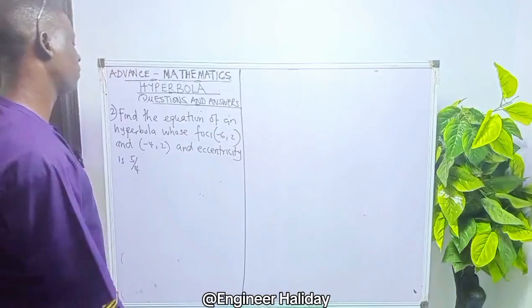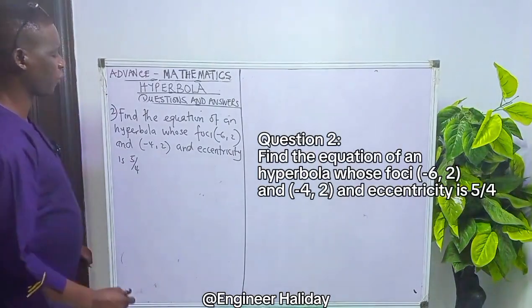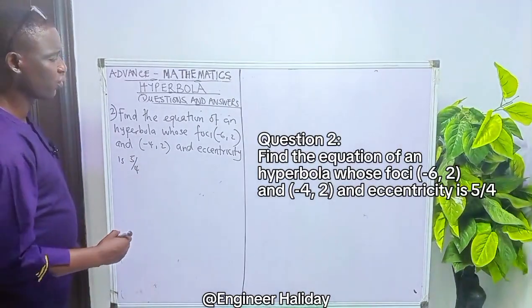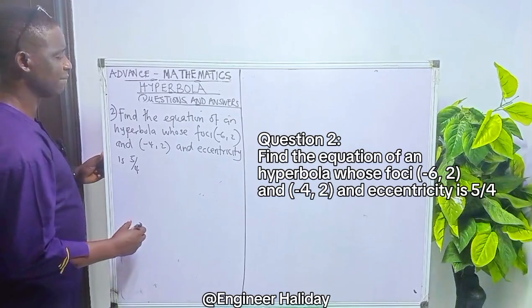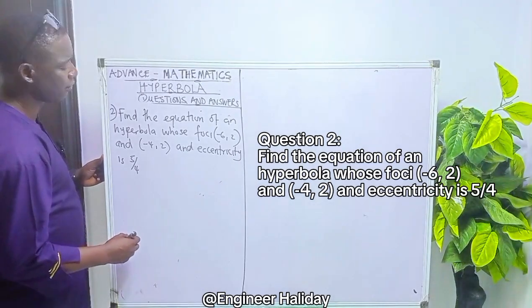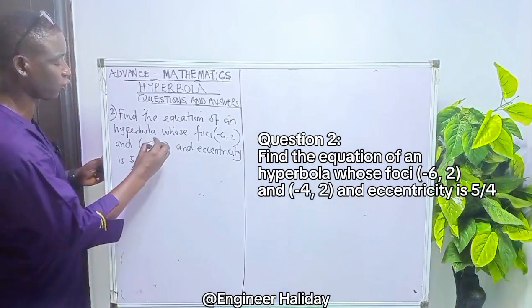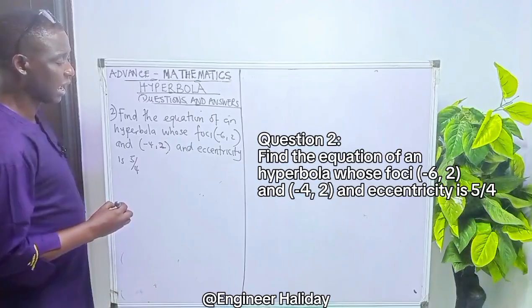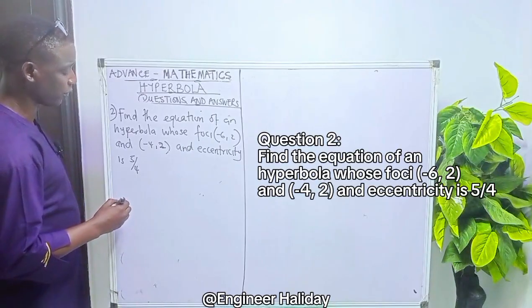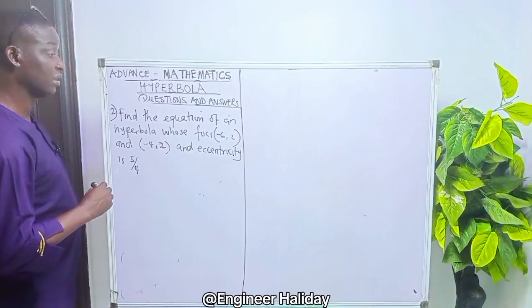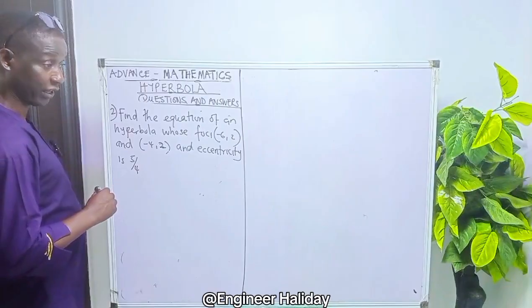Let's go. So find the equation of a hyperbola whose foci are (-6, 2) and (-4, 2), and eccentricity is 5/4. This one is greater than 1. That's how you know the question is correct.